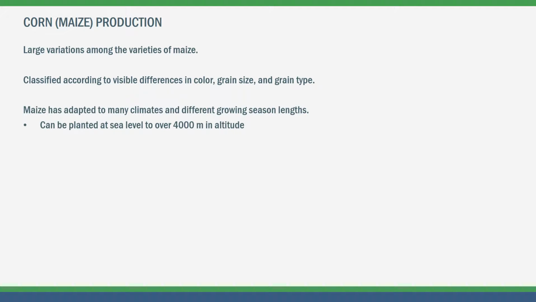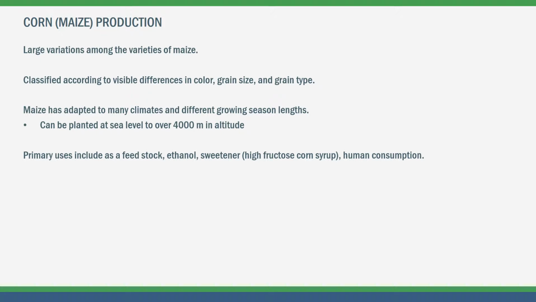There are large variations among the different varieties of maize depending on the region. Maize is classified according to its visible differences or characteristics, which include color, grain size, and grain types. Maize has been able to adapt to many different climates and growing season lengths. It is currently planted at elevations ranging from sea level all the way to 14,000 meters or 13,000 feet in altitude. Large-scale maize production is currently taking place from southern Canada and the Russian steppes in the northern hemisphere, all the way to Argentina and South Australia in the southern hemisphere.